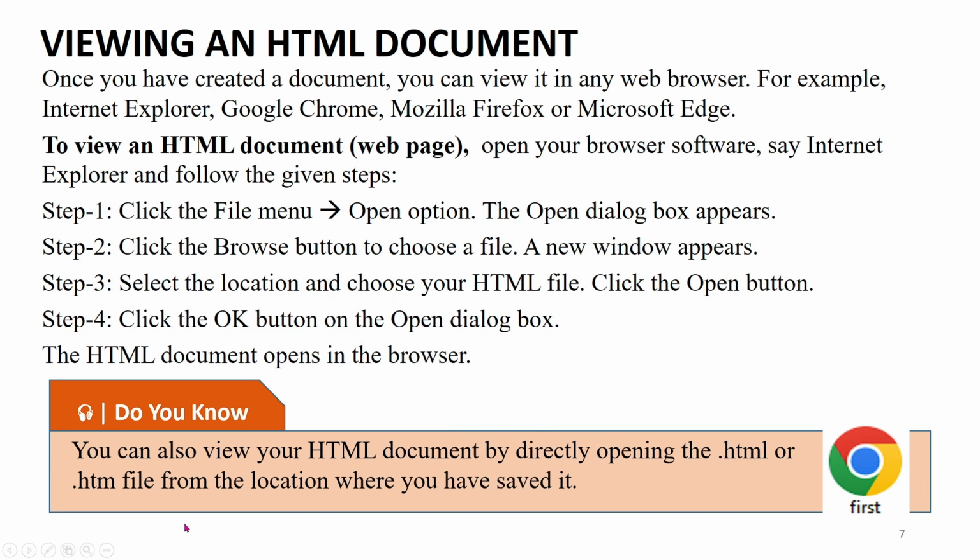Do you know you can also view your HTML document by directly opening the .html or .htm file from the location where you have saved. As soon as you type a file and save it with an extension .htm or .html, its icon converts into the icon of your default browser.